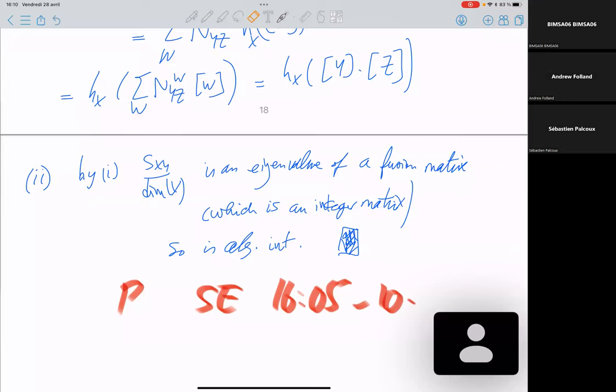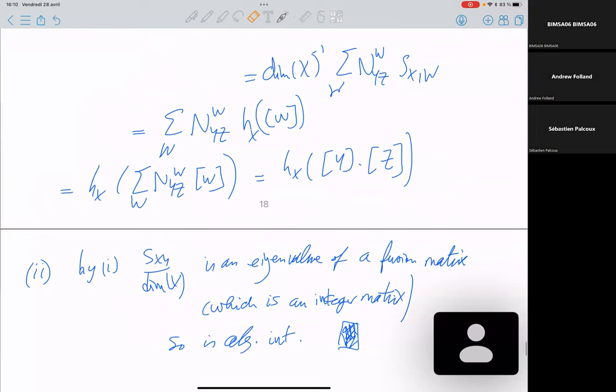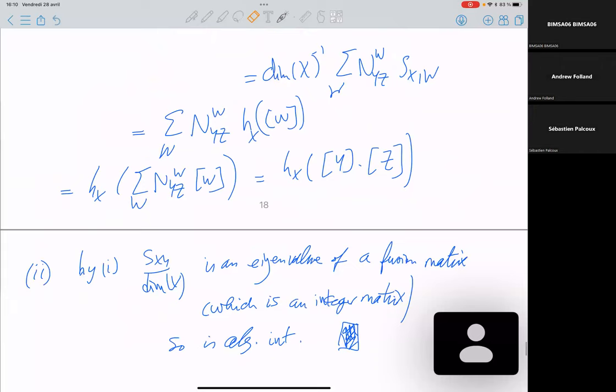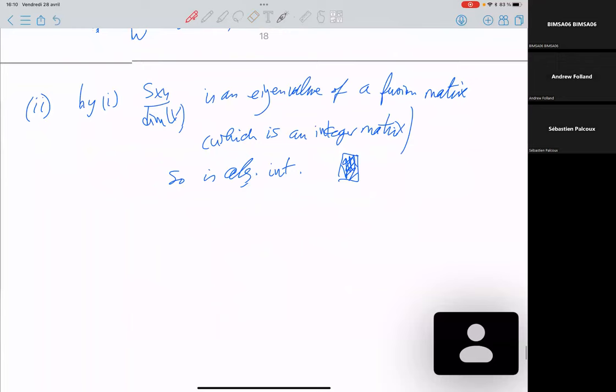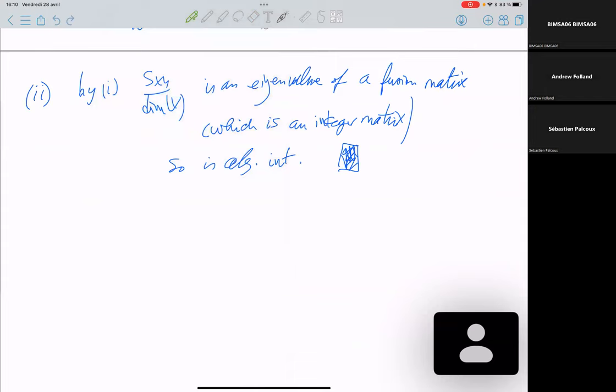So I understood. In the next proof, that will be explained with a bit more details. The eigenvalues of the fusion matrix, we will see something.